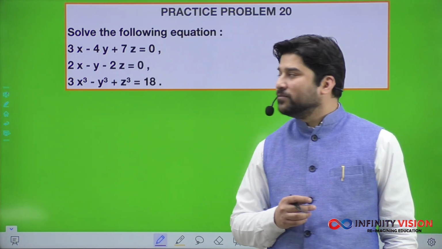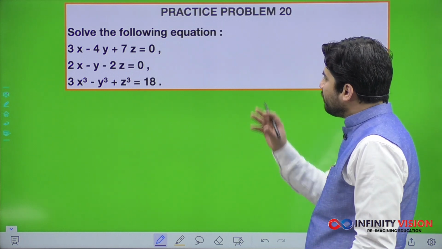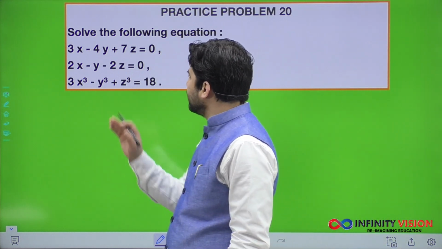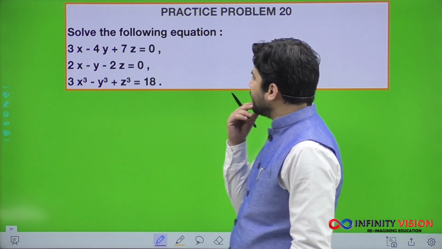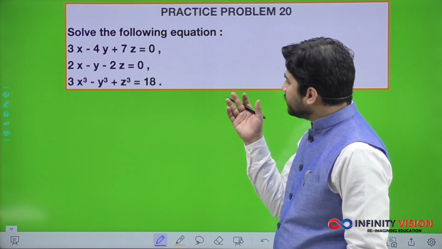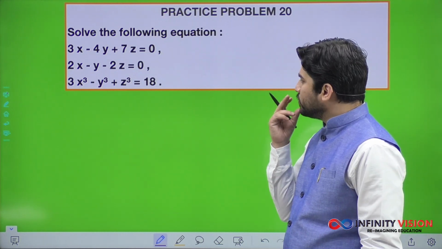Let's see this problem, that is practice problem 20. You have to solve the following equations. 3x minus 4y plus 7z equals 0 and 2x minus y minus 2z equals 0 and 3x cube minus y cube plus z cube is equal to 18.